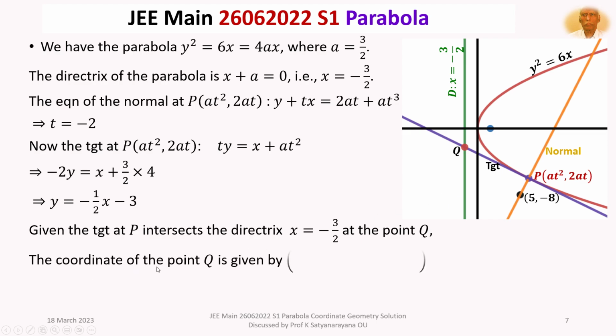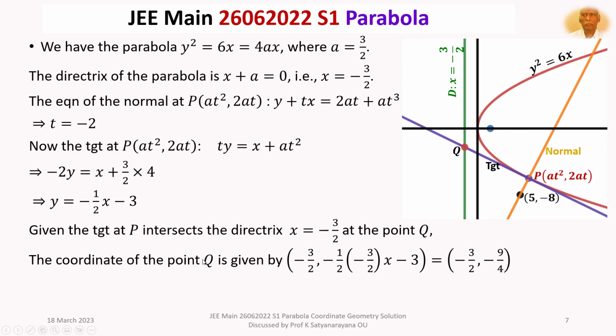So, the coordinate of the point Q is given by x is minus 3 by 2. And in the equation of the tangent, put x is equal to minus 3 by 2. Then you will get the y coordinate, that is minus 1 by 2 into minus 3 by 2, minus 3. There is no x, please. Yes, yes. There is a typographical error. So, when you simplify this, this will be minus 3 by 2 minus 9 by 4.